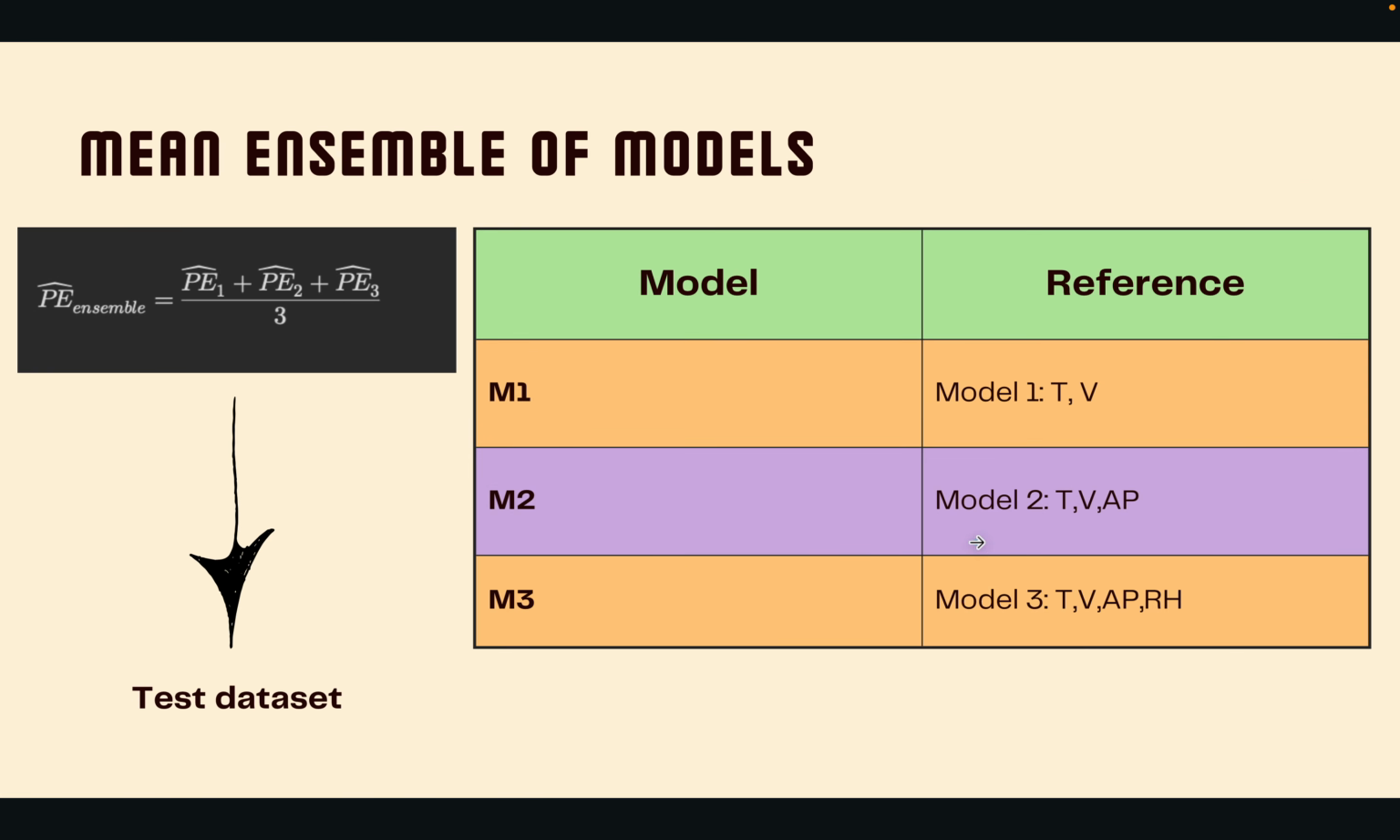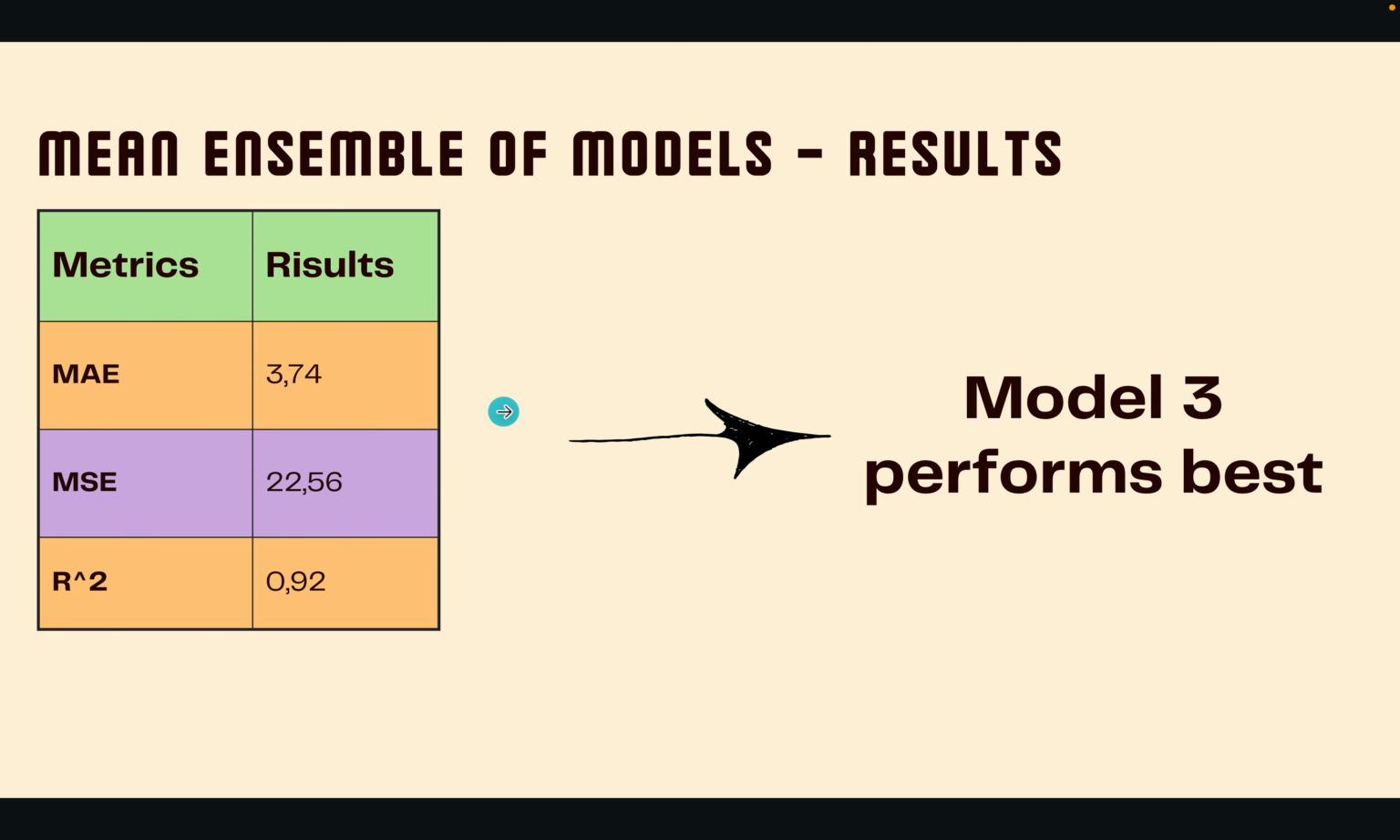In the mean ensemble, I combined the three linear models used before, using the test dataset and the formula shown here. For simplicity, I only show the results. If anyone is interested in the detailed Excel calculations, feel free to contact me, of course. As we can see, the results are good, but not better than Model 3. Model 3 performs best. Again, for simplicity, I only show the final results here, even though the performance is good, Model 3 is also the best.